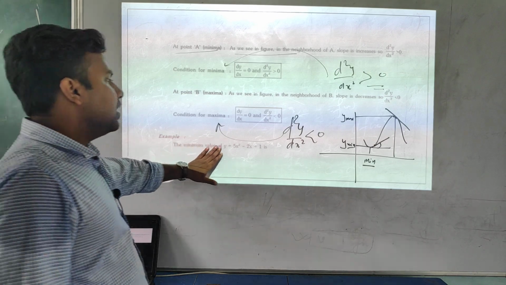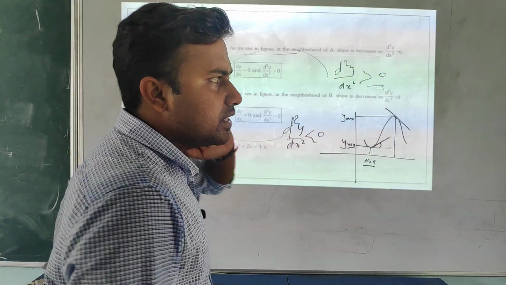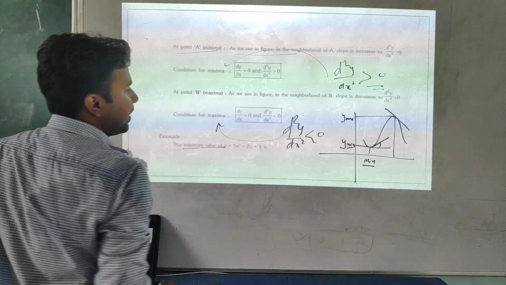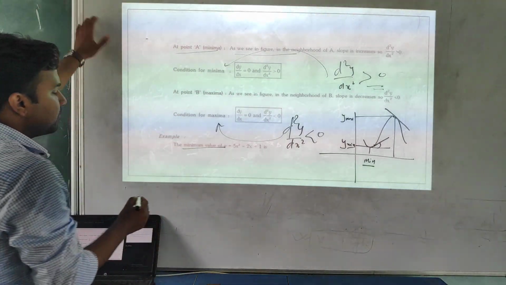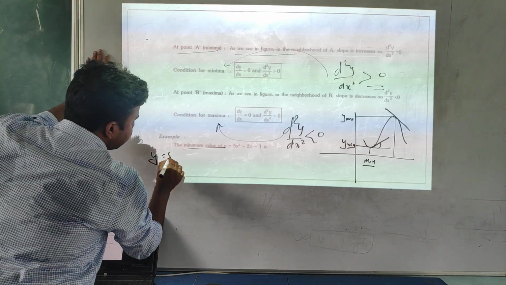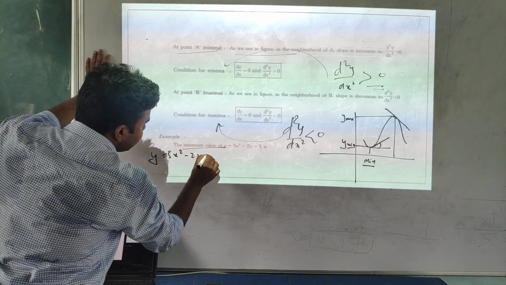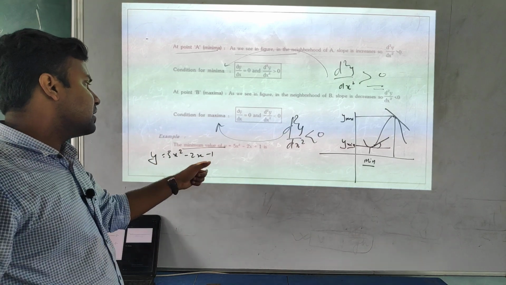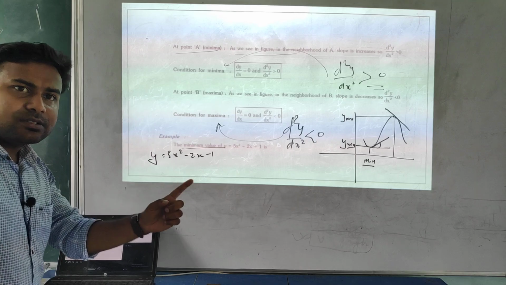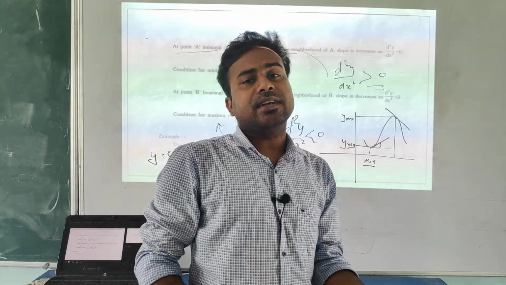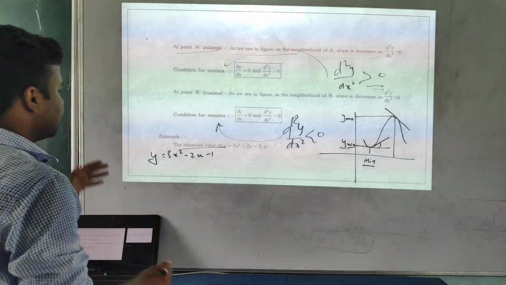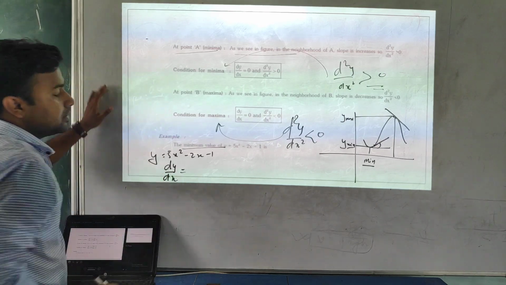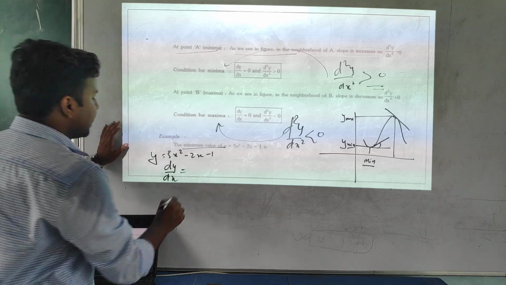Now here we have one question given, we'll find this maxima minima. The minimum value you have to find. How will you find the minimum value? Y equal to what is given here? 5x square minus 2x minus 1. Look at this, y equal to 5x square minus 2x minus 1. Now first what do you have to find? You have to find the point where the maxima or minima occurs. For that what do you have to find? dy by dx.